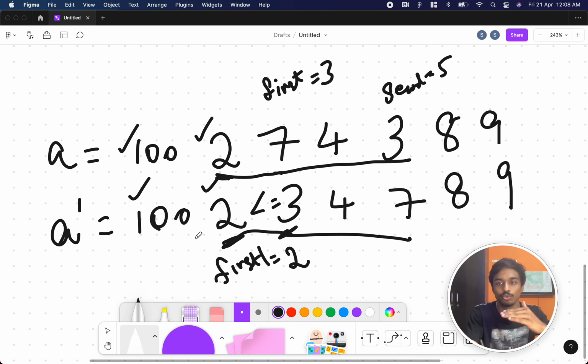No, it's not possible because this is not sorted. 100 is more than 2, right? Here 2 is less than 3. The right side value should be more in a sorted order and the left side should be small. Here the left side is more and the right side is small. So we are stopping it here. Monocarp should have started from 2. Okay. Now we go here.